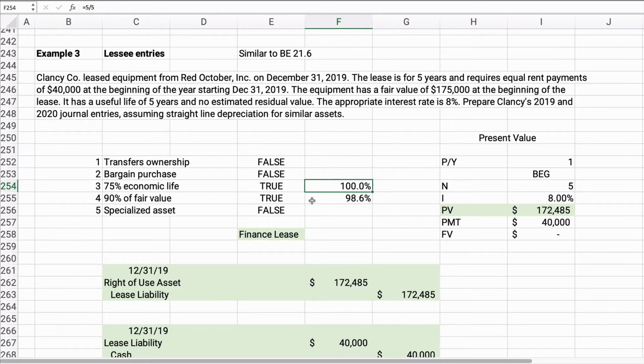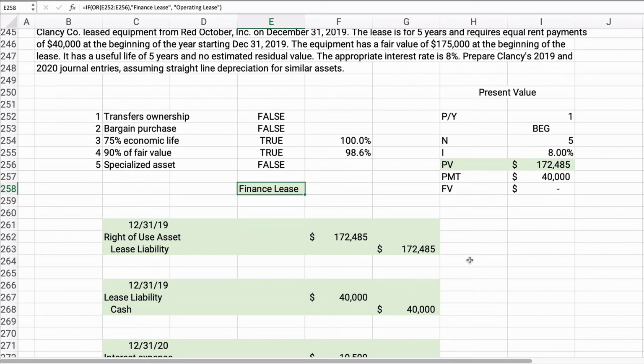Or we can do the 90% rule. So all we do is $40,000. There's no payment at the end. There's no future value. It's going to be 8%, 5 years, so $172,000. So $172,000 divided by $175,000. This makes it a finance lease. So what entry do we need to make at the end of the year?